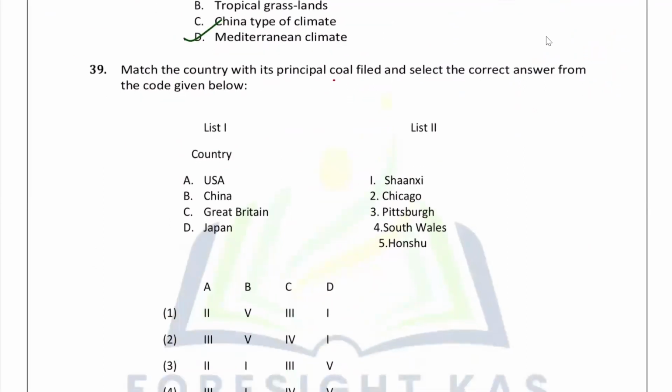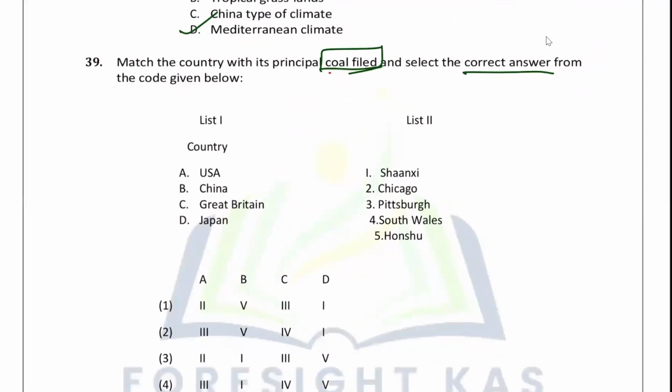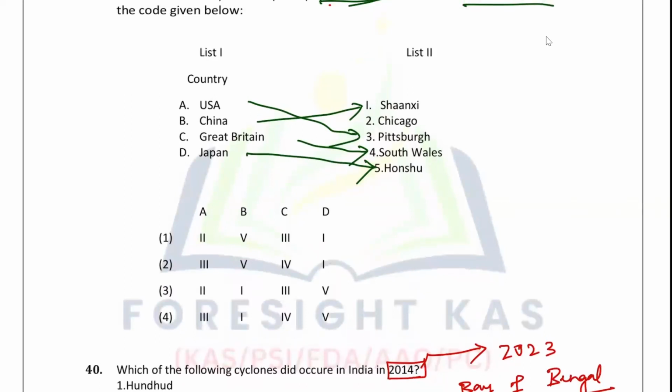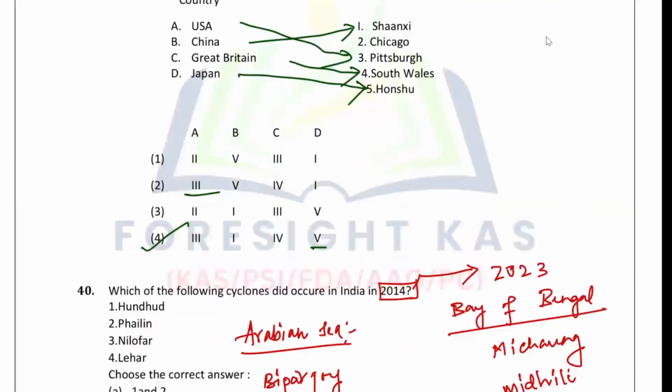Last two questions. See, this is also a question. They have asked about coalfields and the regions. Of course, by terminology we can tell: Shaanxi is related to China, Honshu in Japan, South Wales and North Wales in Great Britain, and Pittsburgh in the USA. So you can mark A is 3 and D is 5. So the fourth option is the answer. Likewise we have to go.